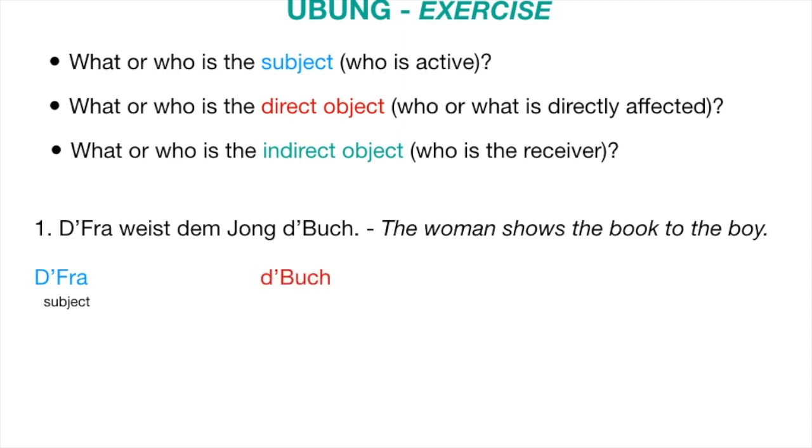Well, d'Buch. So d'Buch is the direct object. And do we have an indirect object in this sentence? Is there a receiver? Yes, of course. Dem Jong, so to the boy, dem Jong. This is the indirect object, and so here we are in the dative case. Die Frau weist dem Jong d'Buch. So, weisen is as well a verb which requires us to use the dative case.